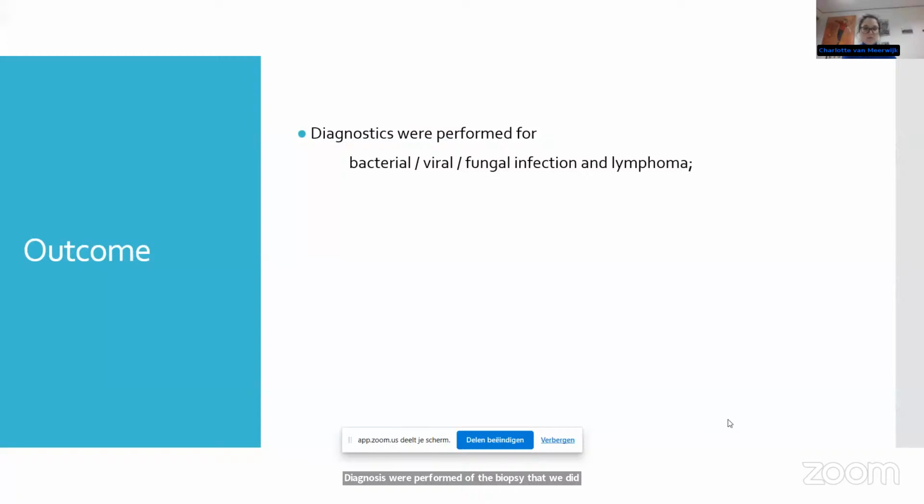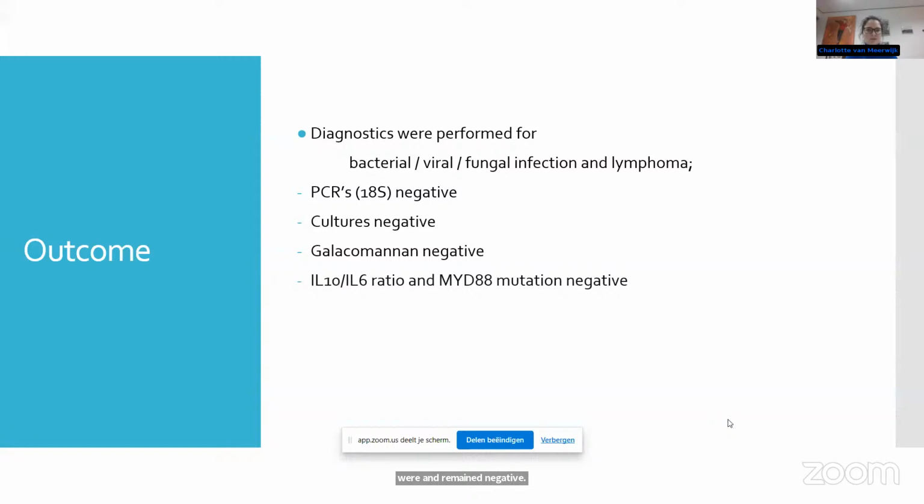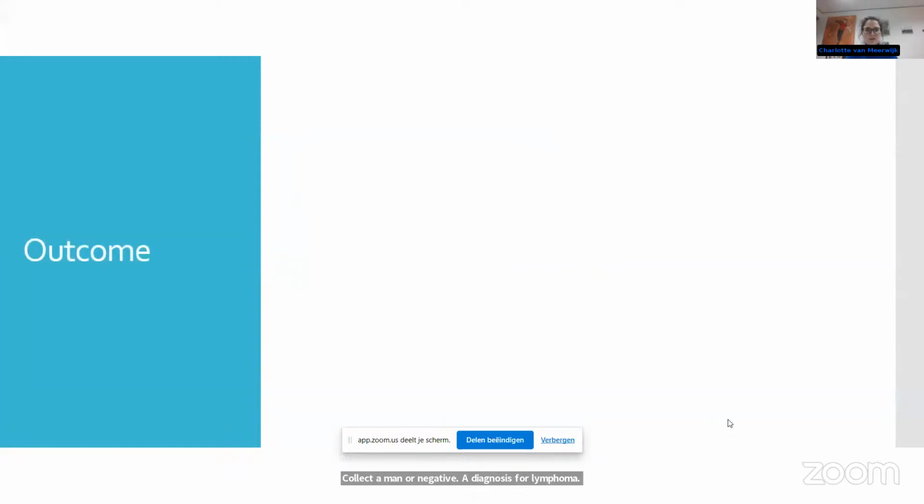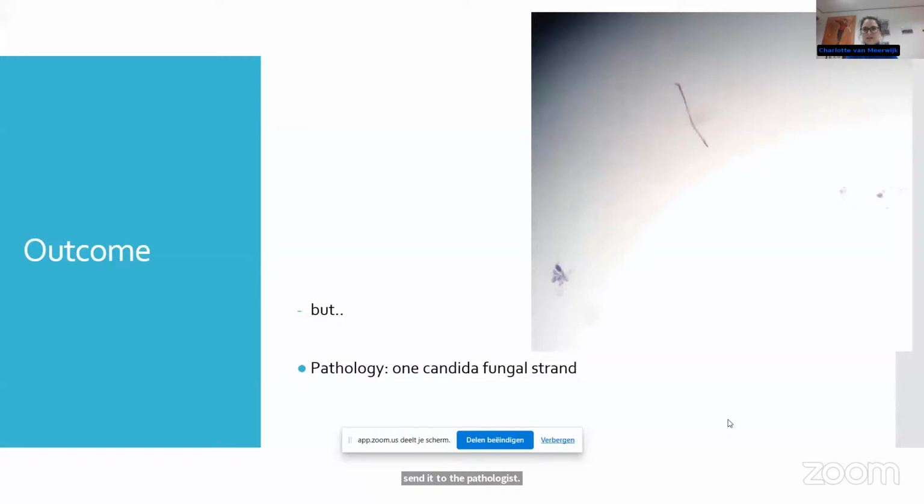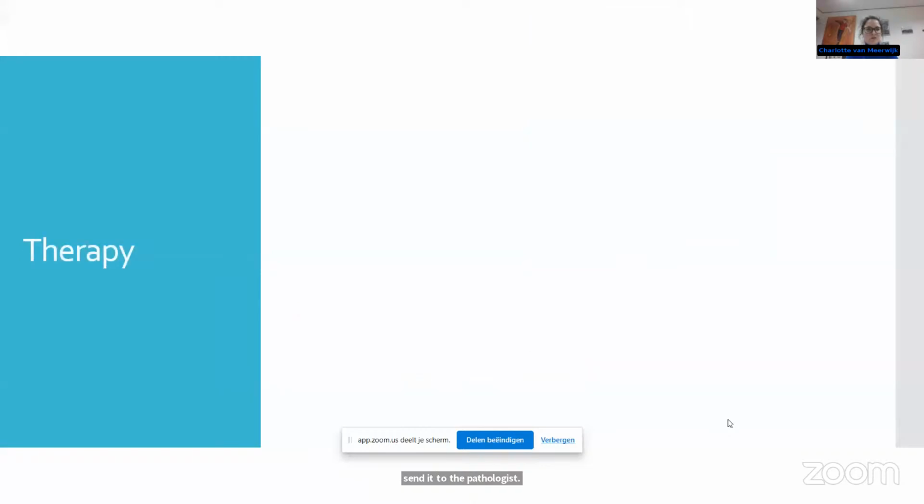We looked at viral but also bacterial and fungal causes, and lymphoma was also in our differential diagnosis. The PCRs were again negative. The cultures were and remained negative. Diagnostics for lymphoma were also negative. But in the piece we collected and sent to the pathologist, we saw one Candida strain, as you can see here. So we started therapy.